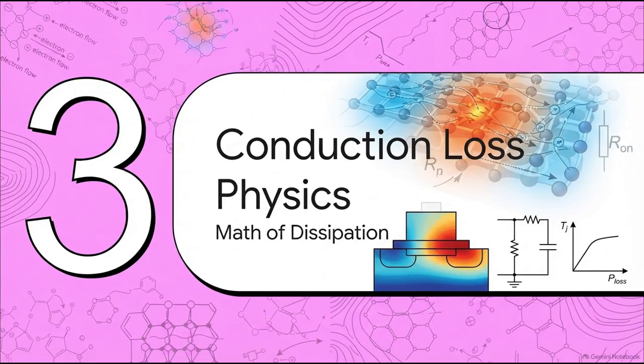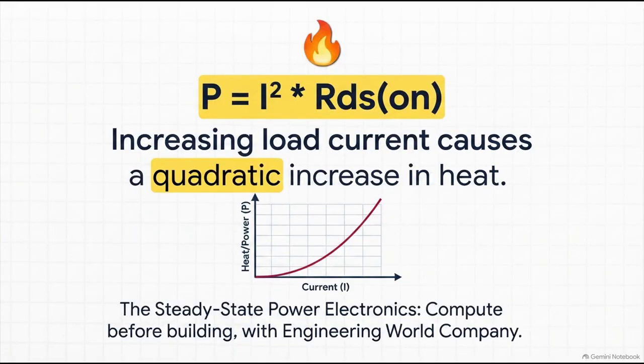Section 3, the physics of conduction loss and the mathematics of dissipation. Now, with switching losses completely eliminated from our equation, we're face to face with the absolutely dominant thermal factor in this permanently on-state regime: conduction loss. And here is the critical physics relationship every single engineer must respect. The power dissipated equals the square of the current multiplied by the drain-to-source on-resistance, or RDS(on). I want you to let that sink in for a moment. Because the current is squared, simply increasing your load current produces a massive quadratic increase in heat dissipation. This is the unavoidable mathematical reality of conduction loss.